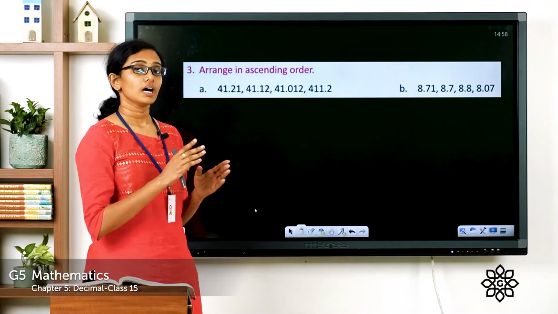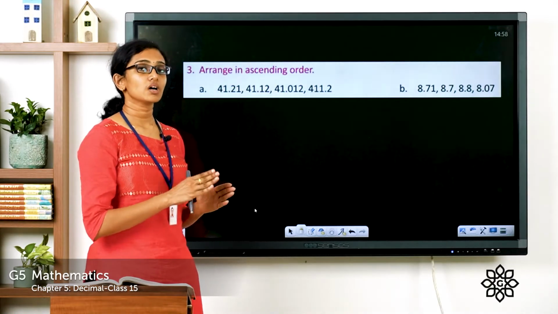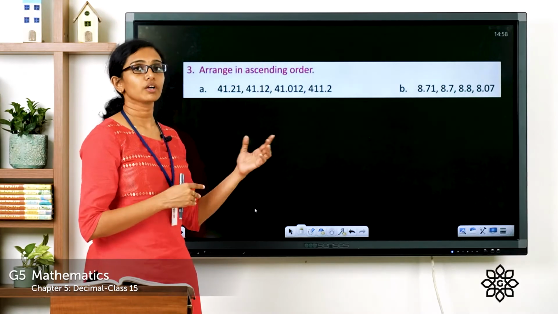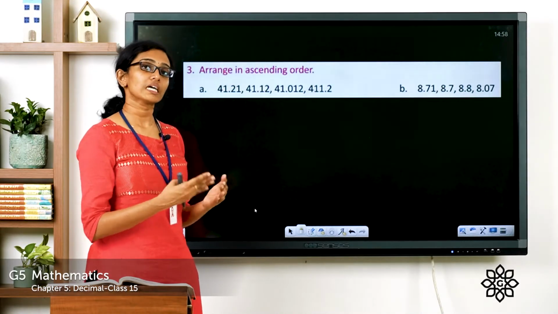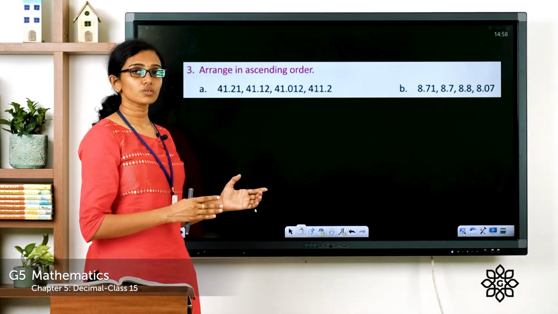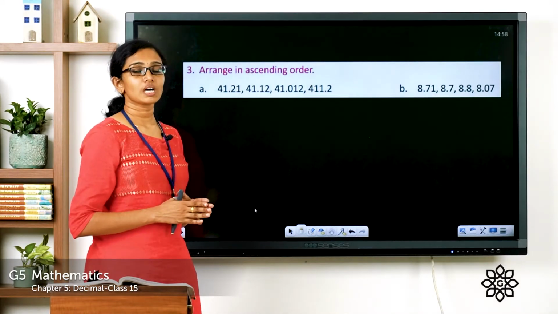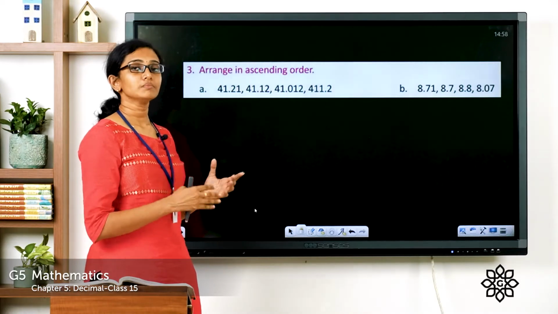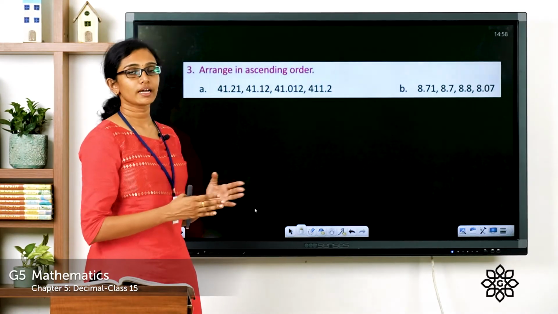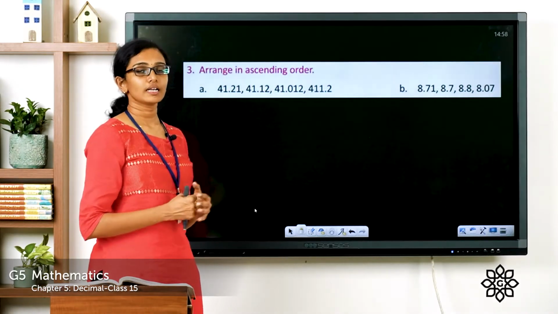And if a decimal number is not a like decimal when compared to the other decimal numbers, what you can do? You can add zeros to the rightmost end so that the number of digits after the decimal point become the same. That way you can convert unlike decimals to like decimals.